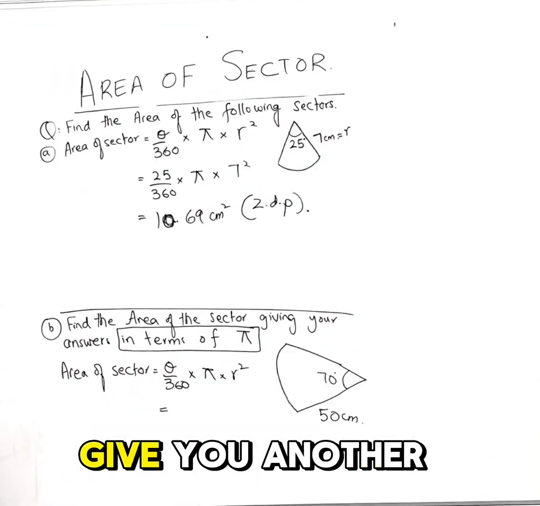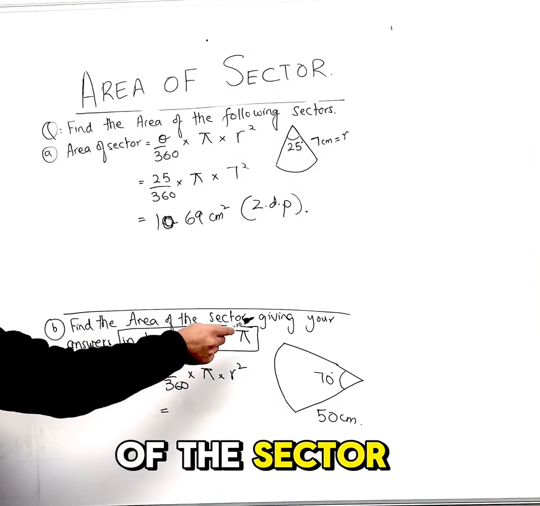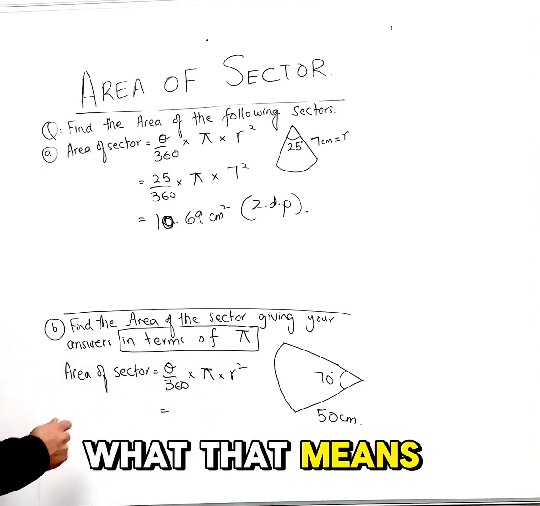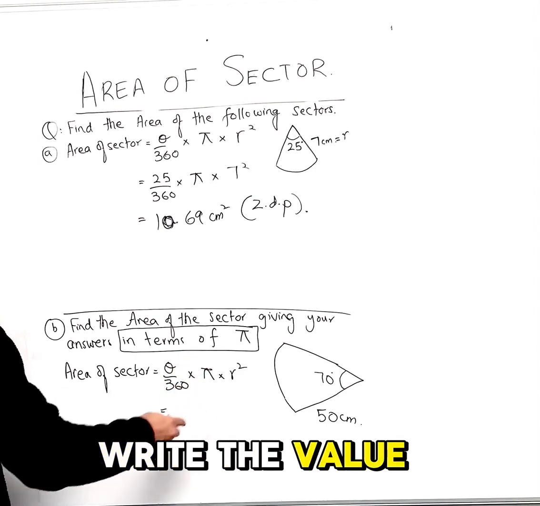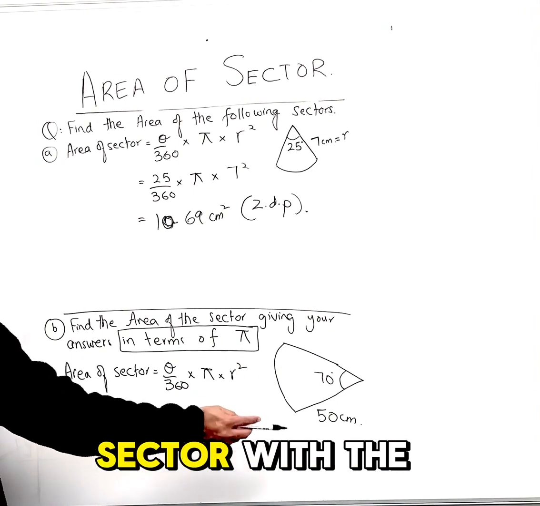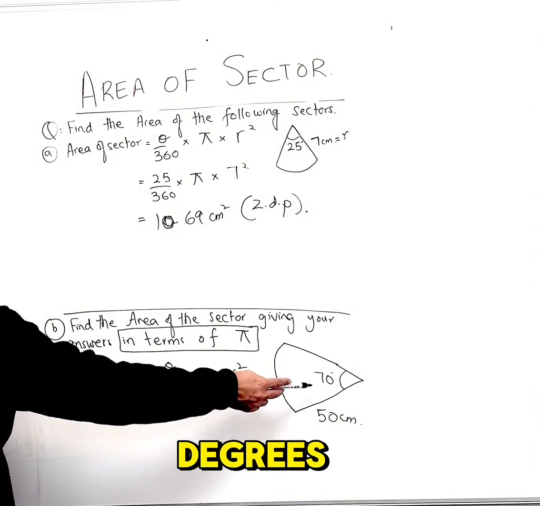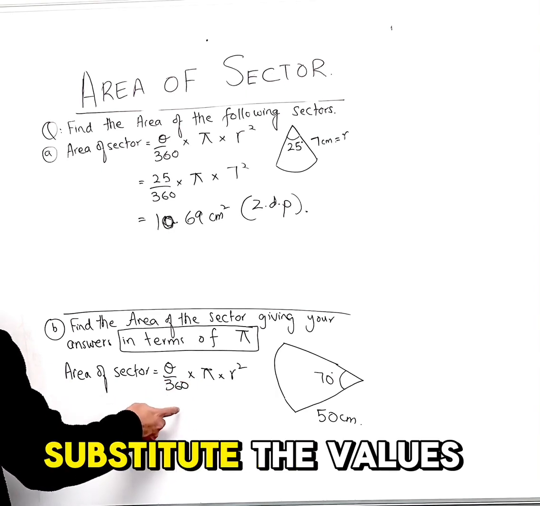Similarly, if they give you another question where they say find the area of the sector, giving your answer in terms of pi, what that means to you is we leave pi as it is. We do not write the value of pi, so we don't write 3.14. Again, you've got a sector with the radius is 50 centimeters and the angle is 70 degrees. So what we're going to do is we will plug the values in, substitute the values in.